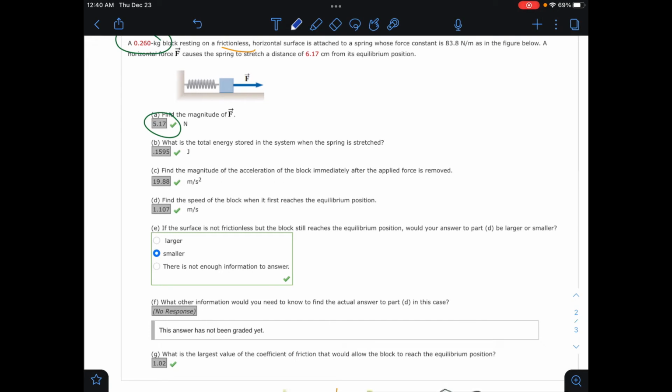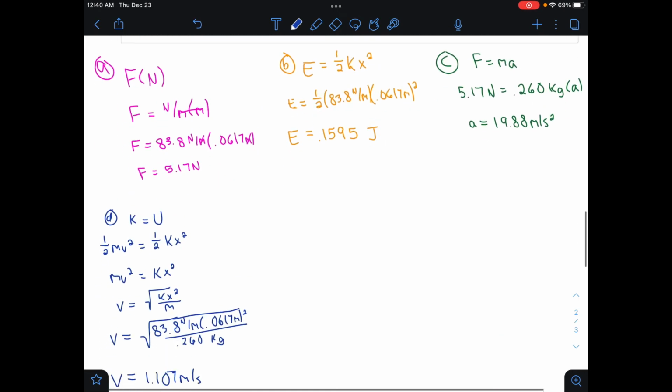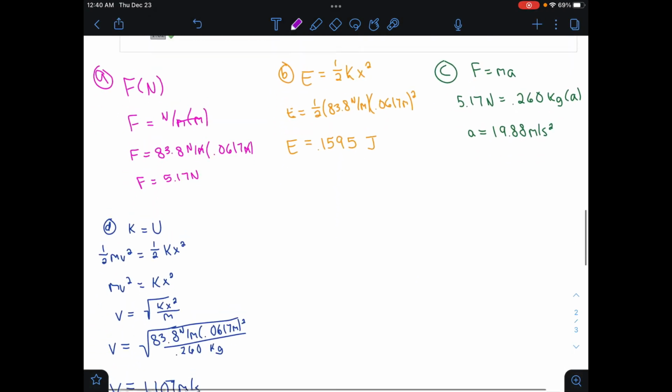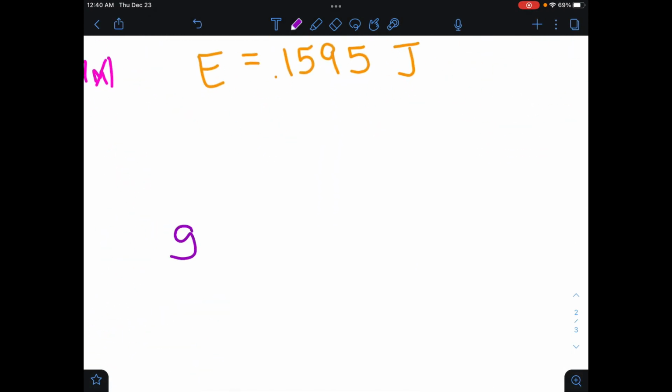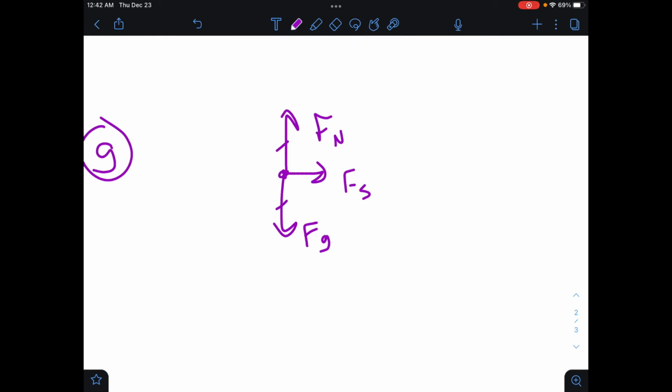So now, what is the largest value of the coefficient of friction that would allow the block to reach the equilibrium position? So this is part F, I believe. Let me just make sure real quick. Part F. Oh, part G. Okay, so this is when we can recommend the force diagram. So we've got FG, FN, but then we also have this friction. Now that friction is actually going in the opposite direction.